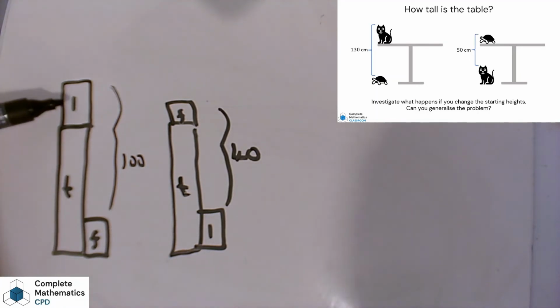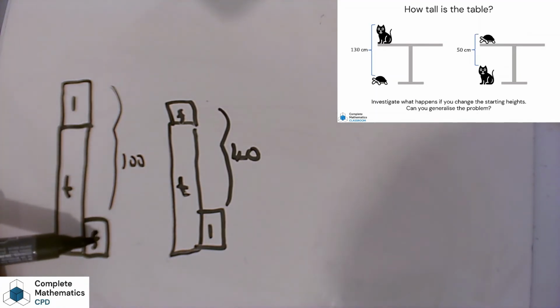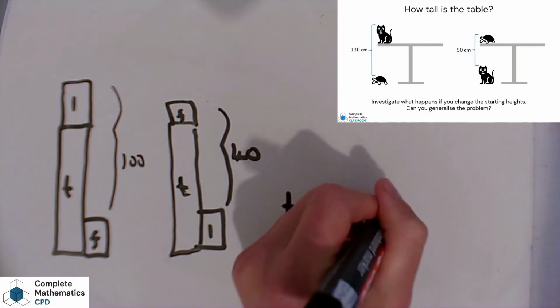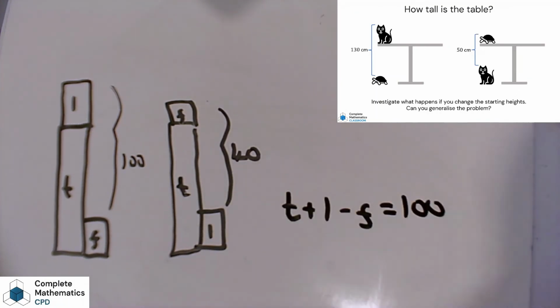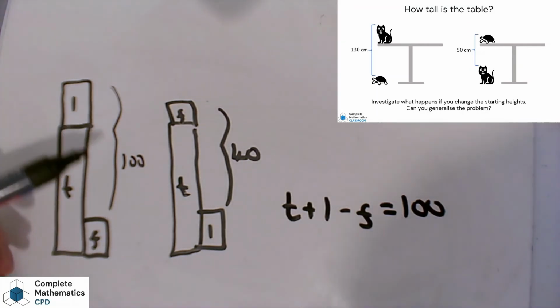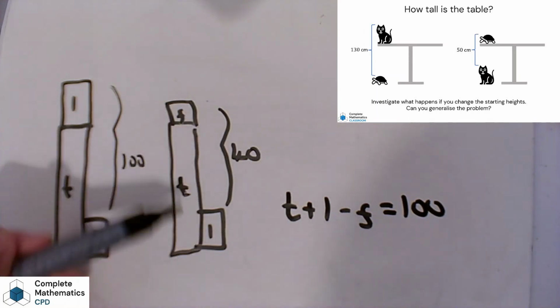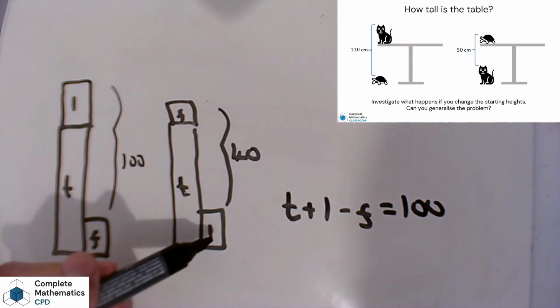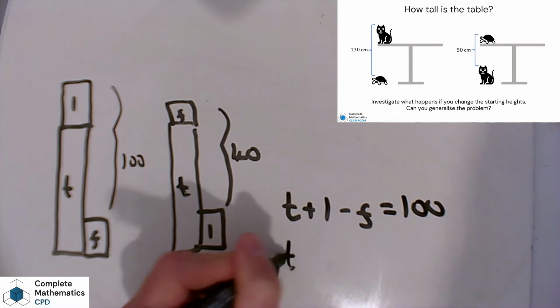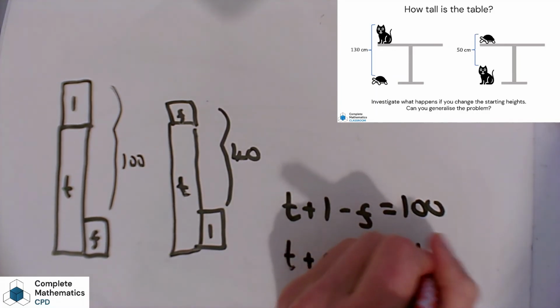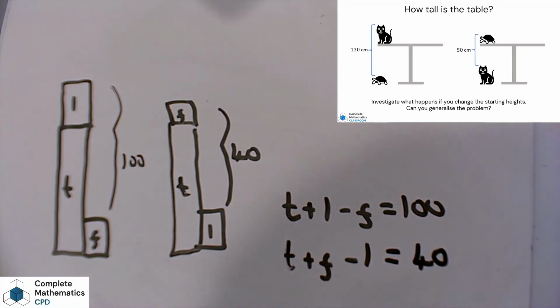We've got the table plus the lion, and when I subtract the height of the frog, I get this distance of 100. So let's write that down. The height of the table plus the lion minus the frog is equal to 100. And then the lion gets scared and the frog jumps up. In this second scenario, we've got the table plus the frog minus the lion is 40. So the table plus the frog minus the lion is equal to 40.